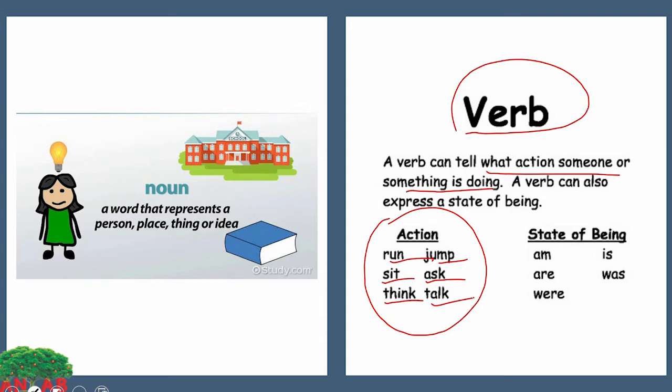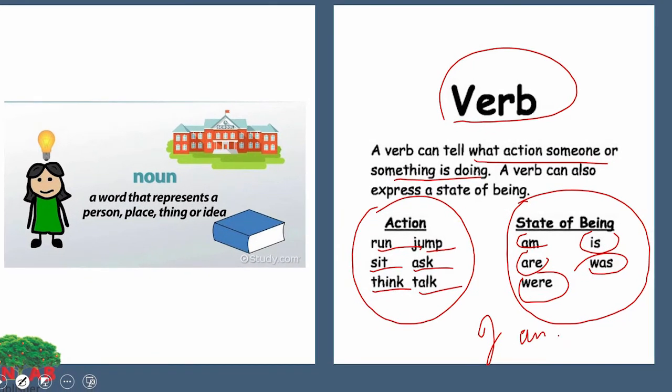Example of verb here. State of being, being something. Am, is, are, was, were, like I am a teacher. Here, the am is verb of state. These are all the example of action verb and these are all the example of state verb. So, now dear students, you have learned the concept of noun and verb. Let's move to the exercise.